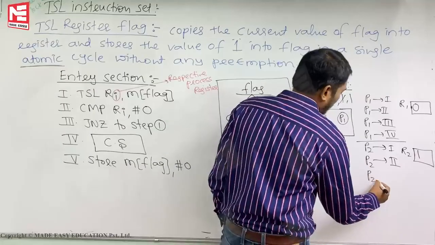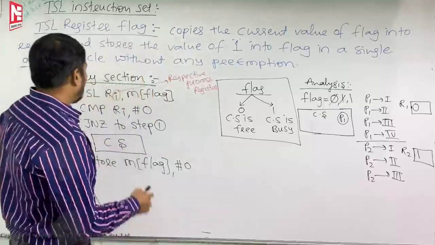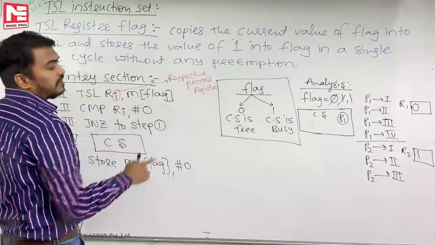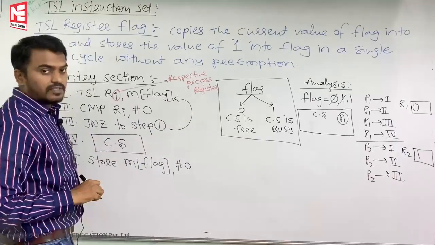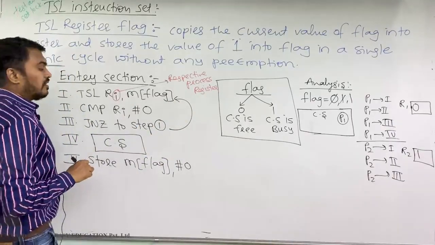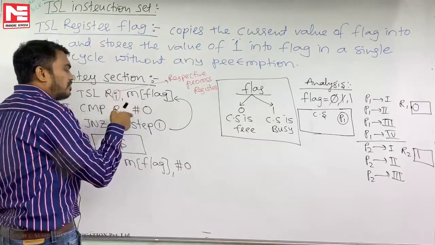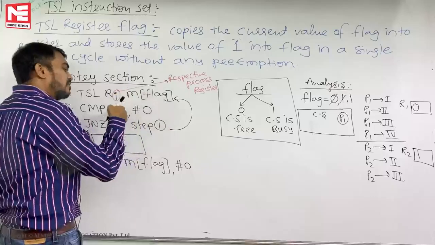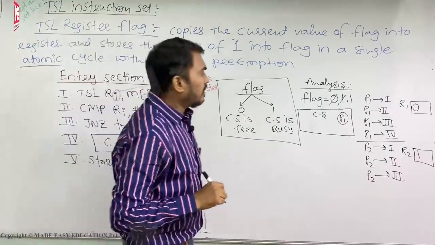Next, P2 executes the third instruction: jump if non-zero to step 1. Tell me, will it jump here? Yes, so it will jump to step number 1. It means P2 will keep on executing this: 1, 2, 3, 1, 2, 3, it will keep looping in this as long as the value is non-zero. Is it clear? So what did you understand now?